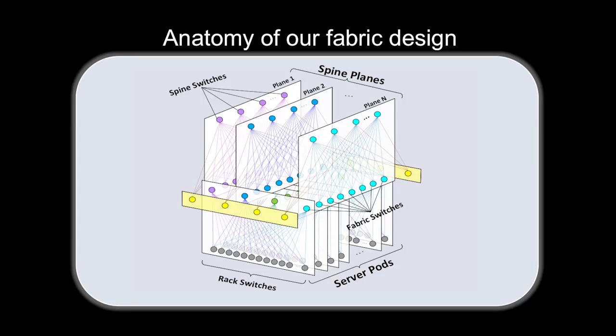The fabric switches connect the pods and spines. The number of ports coming into a fabric switch can be equal to the number of ports going out, which can give us up to statistically non-blocking performance.